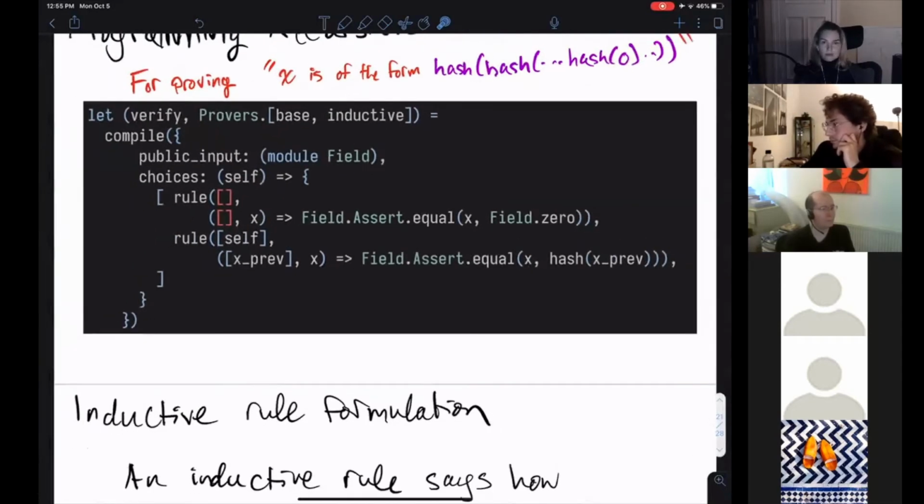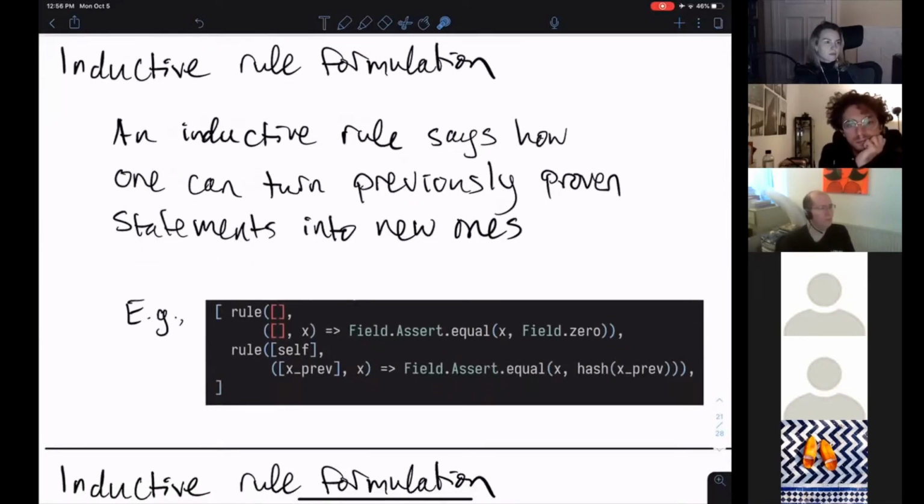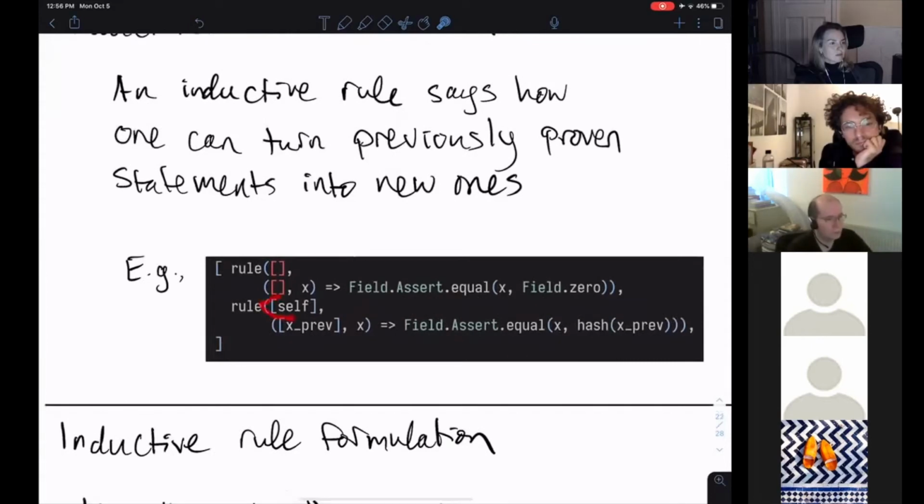Cool. So let me say a little bit about the underlying formalism of this library. There's this formalism of an inductive rule, which says how one can turn previously proven statements into new statements. For example, these 2 rules. You declare what the previous statements are that I depend on. Here, I don't depend on any previous statements. And how do I get from the previously proven statements to the new one? It's this description. Then, same here, I depend on one previously proven statement of type myself. And this explains how to do that.